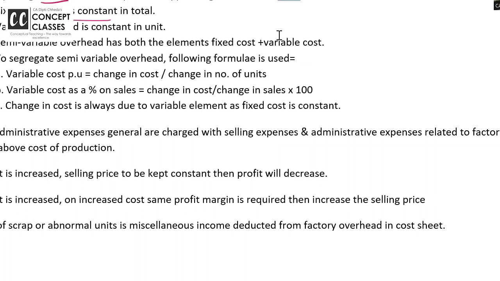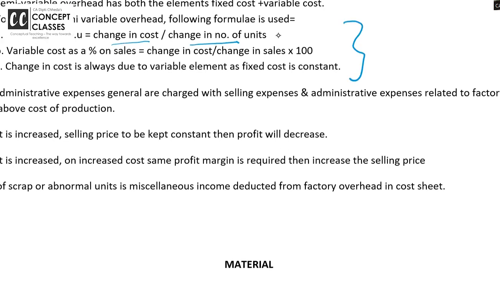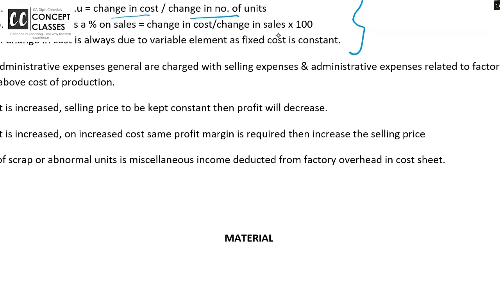To segregate semi-variable overhead, how will you do it? In semi-variable overhead, there is an element of variable overhead and also fixed. So the change in the semi-variable overhead is only because of the variable part. So the change in the semi-variable overhead divided by the change in the number of units will give you the variable cost per unit. Is this clear to all of you? This is covered in detail in the first chapter also, and I will show you. We can also find it on a percentage basis, I will tell you how.